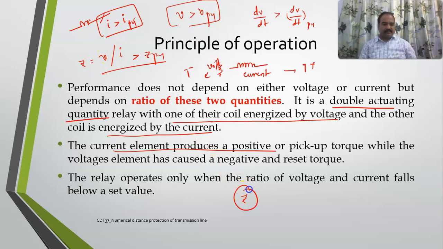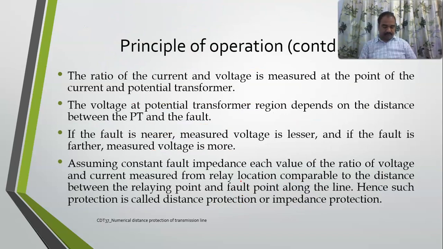So normally Z is there, and then only your relay is going to operate. Now the question is, at any given point of time, if you take a transmission line, let us suppose this gives the current and this gives the voltage. The current and voltage will be measured with the help of a CT and a PT. Now this is my fault point.